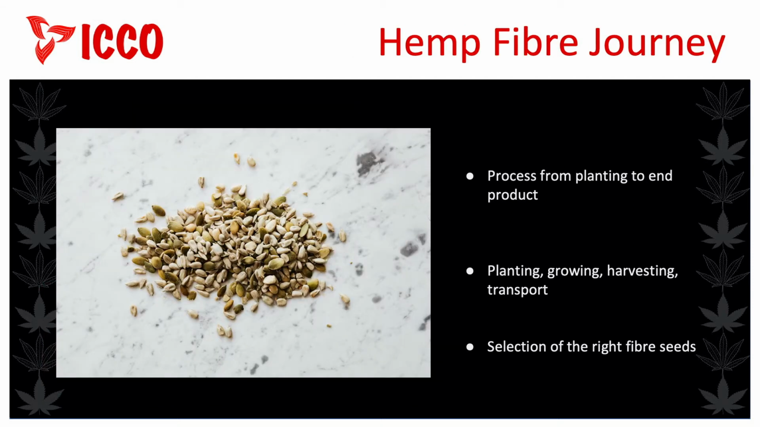The fiber process from planting to the end product has a few differences than that with seeds, but both processes involve choosing a seed, planting and growing the plants, harvesting the plants, and preparing the harvest for transport. The first step is the selection and purchasing of the right fiber seeds to suit your location and soil conditions.